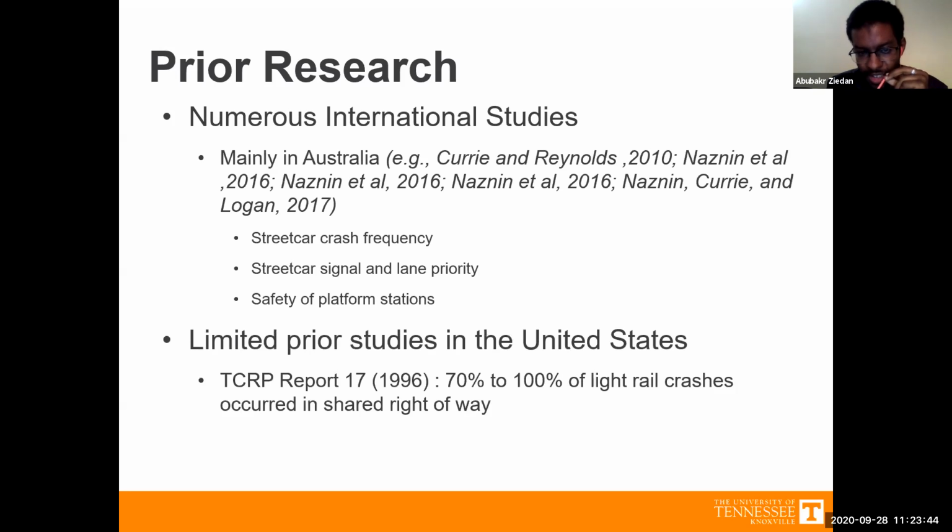However, if we look at the United States, we see that there were very limited numbers of prior studies, and the most relevant study was a TCRP report published in 1996, and that report showed that up to 8% of light rail crashes occurred in shared right-of-way. Although it's a very interesting report, it's almost 20 years old now. And since then, there have been many new systems and many expansions to the current systems. So we wanted to look at the current trends in light rail and streetcar safety.